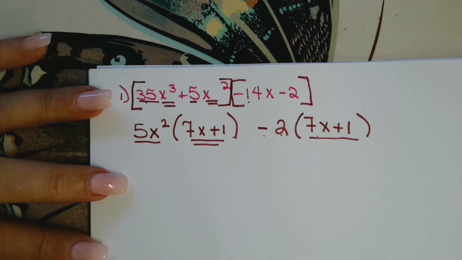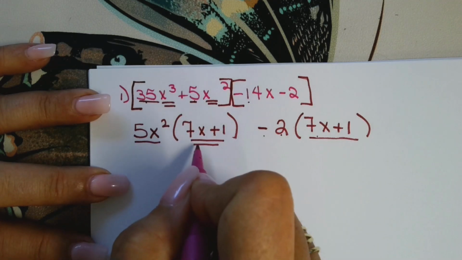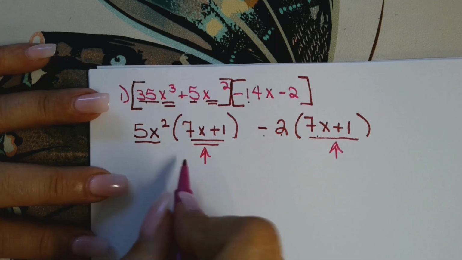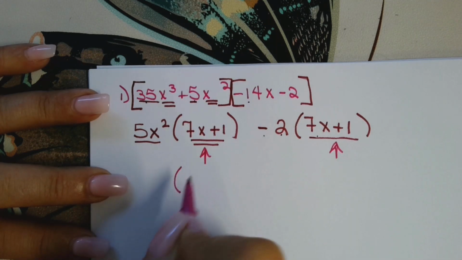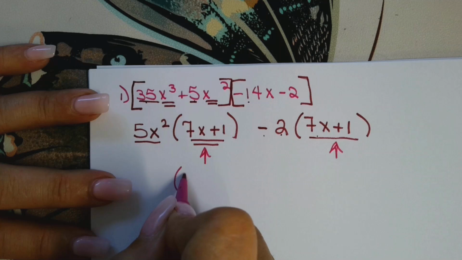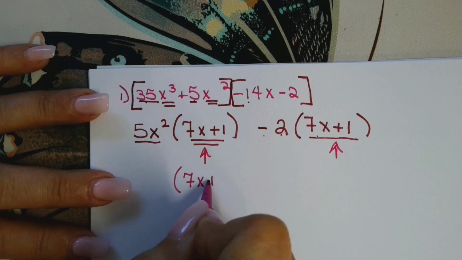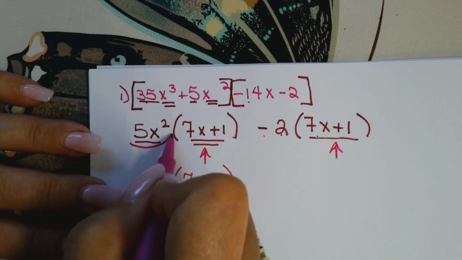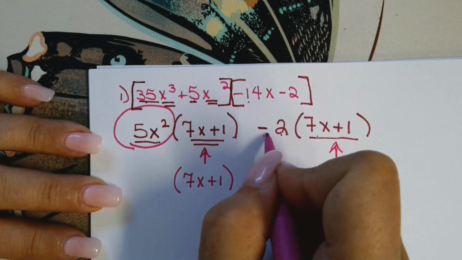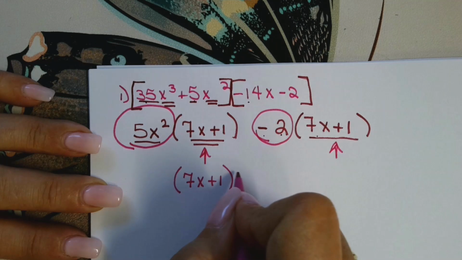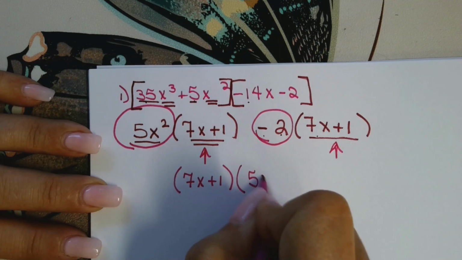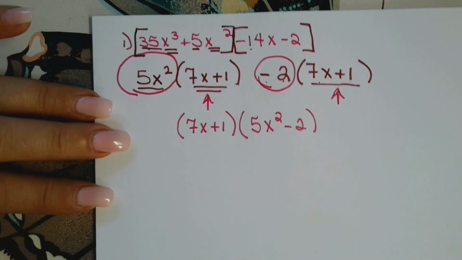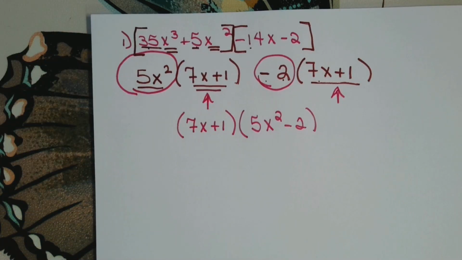Now if you've done this correctly, you will have this term and this term be identical. So that is the common binomial factor, and we're going to write it here. And then for the second factor, you're going to take what is left over. You have 5x squared minus 2. That is your second factor. Okay? So that's how we do grouping.